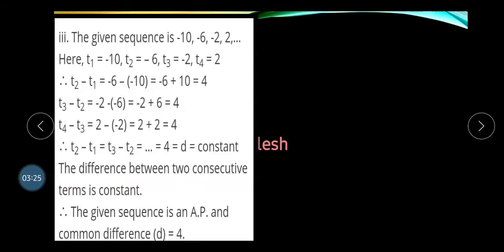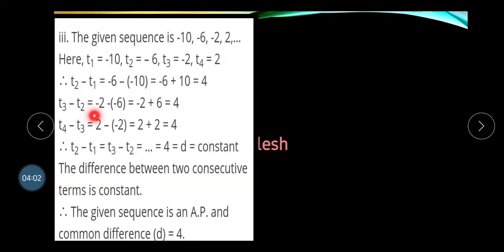Third one. Question is minus 10, minus 6, minus 2, 2. Here the given sequence is minus 10, minus 6, minus 2 and 2. First term equal to minus 10, second term minus 6, third term minus 2, fourth term 2. T2 minus T1 equal to minus 6 minus minus 10 equal to minus 6, minus of minus will become plus 10. Minus 6 plus 10 will give you 4. We need to subtract over here and put the sign of the bigger number.